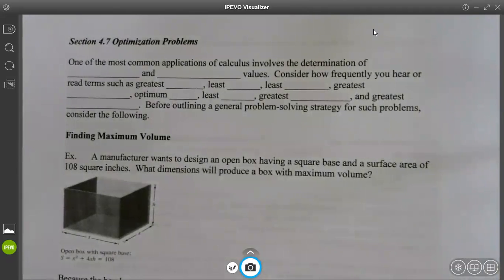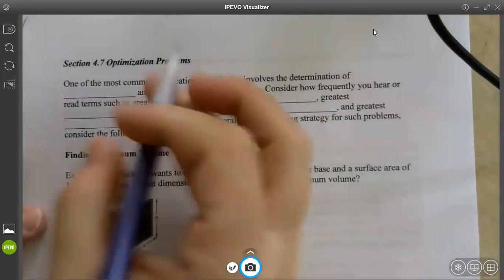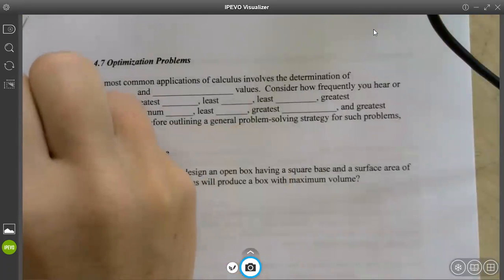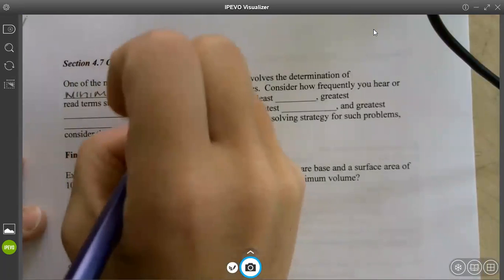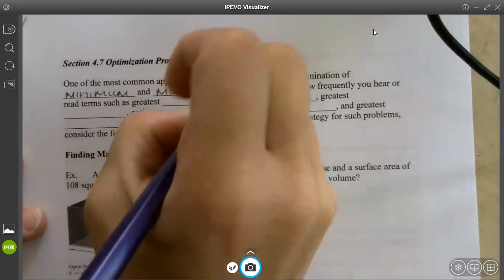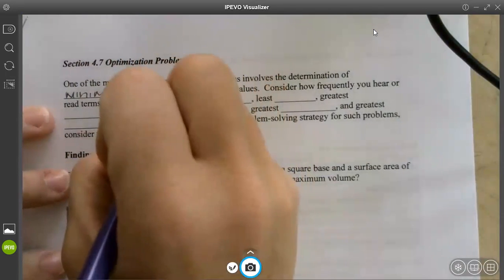So the very first part: one of the most common applications of calculus involves the determination of minimum and maximum values. Consider how frequently you hear, and you probably don't hear these a lot, but if you're going into engineering or anything like that, you 100% will hear it. Any kind of physics class, you will hear it as well. So consider how frequently you hear or read terms such as greatest profit. Now that one I'm sure you've heard.